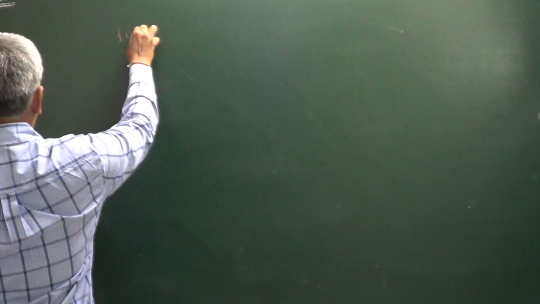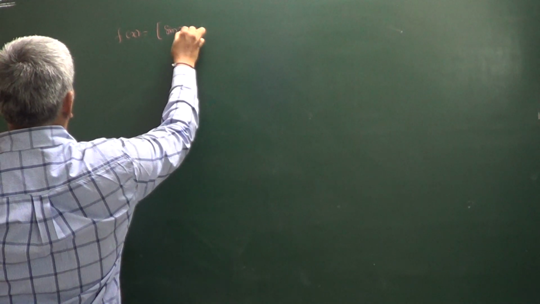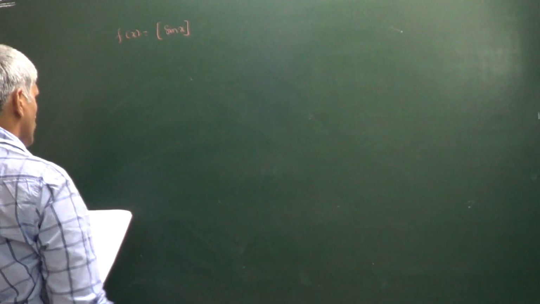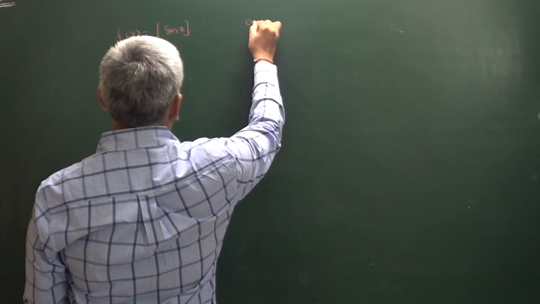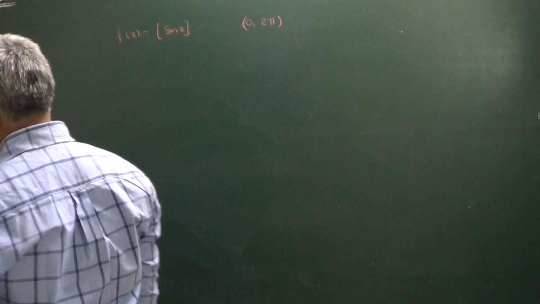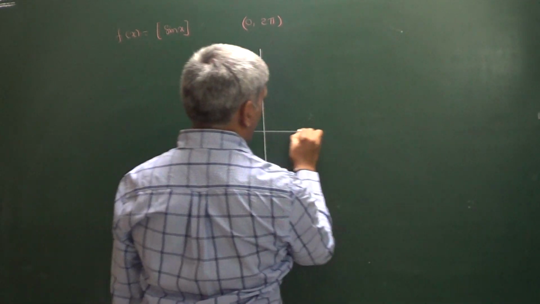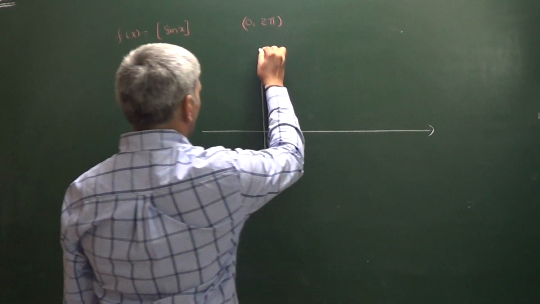Now the question is given, f of x is equal to integral part of sin x in the interval 0 to 2 pi, open interval 0 to 2 pi. We have to check the discontinuity and non-differentiability of this particular function. Okay, first of all we will draw the graph of f of x is equal to sin x in the interval 0 to 2 pi.